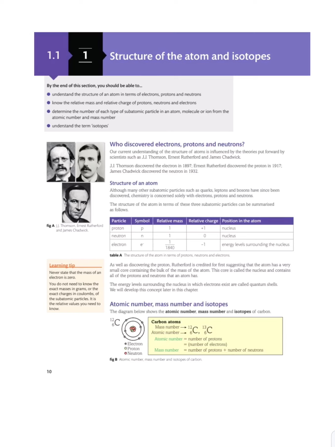Structure of an atom. By the way, you won't be tested on this. Although many other subatomic particles such as quarks, leptons and bosons have since been discovered, chemistry is concerned solely with electrons, protons and neutrons. So you won't learn about these unless you're doing A-level physics.